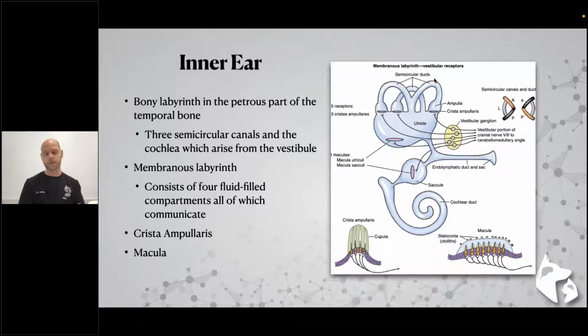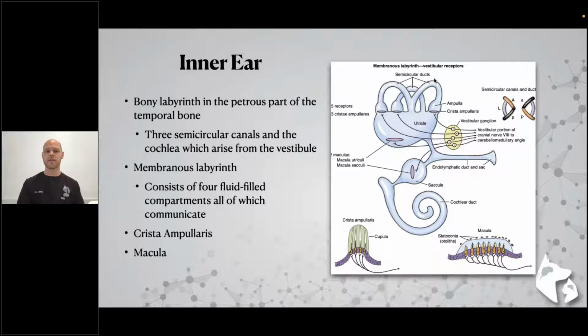You then have the membranous labyrinth. This is what is essentially encased in the bone, and that is 4 fluid-filled compartments, again, all of which communicate. So there's constant flow between all of these different compartments, and you have the semicircular ducts, you have the utricle, you have the saccule, and then you have the cochlear duct. So those are going to be the 4 main components of the membranous labyrinth, which you can see over there in the image on the right.